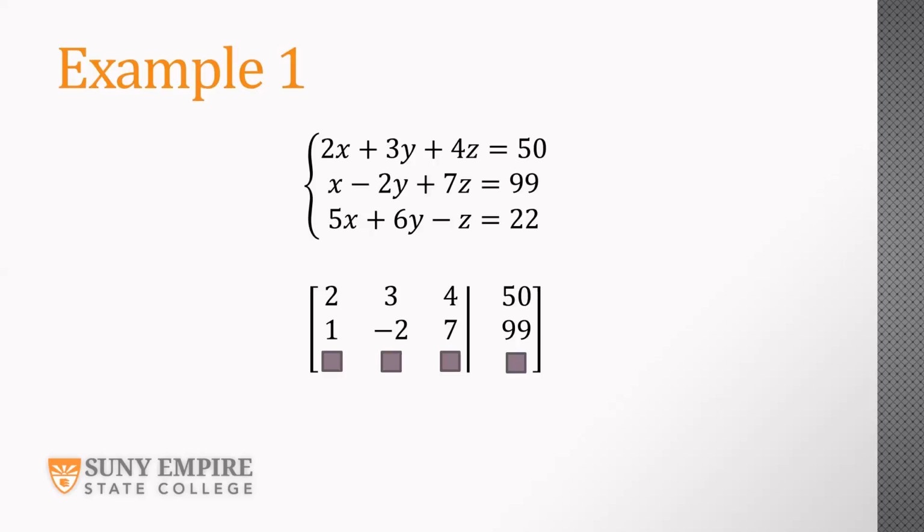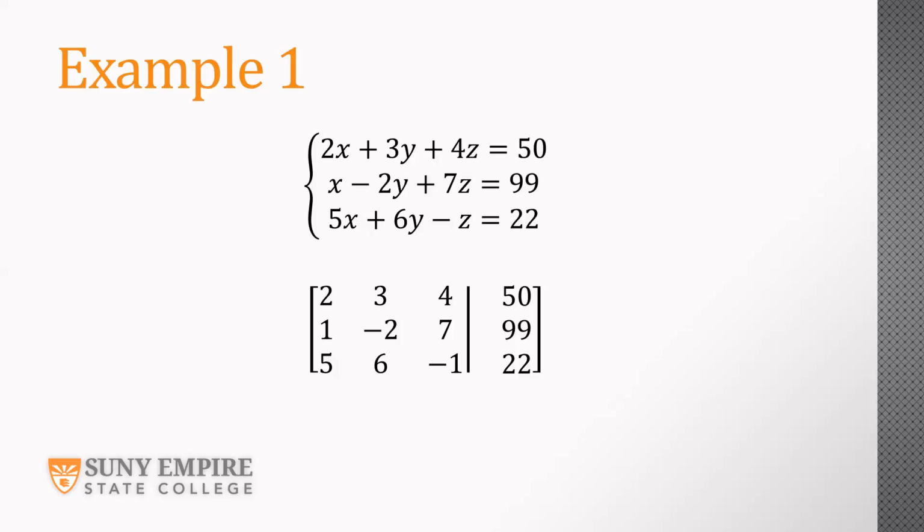We do the same for the second equation. The hidden coefficient of the x term is 1. Also, minus 2y means that the coefficient for the y term is negative 2. So the second row of the matrix will be 1, negative 2, 7, and 99 goes after the vertical line.